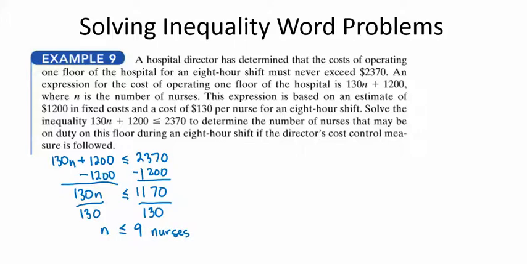Right? So anything less than that will produce an operating cost of less than $2,370 for a particular shift. Let's go on to the next example.